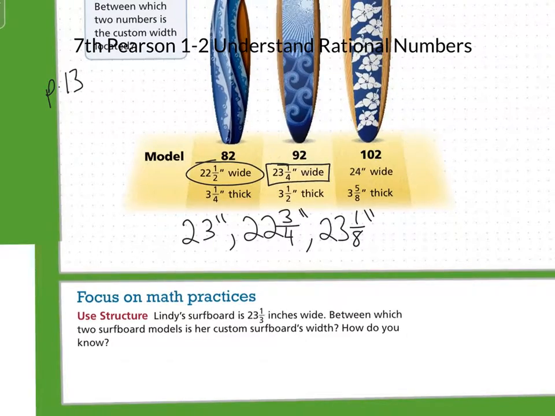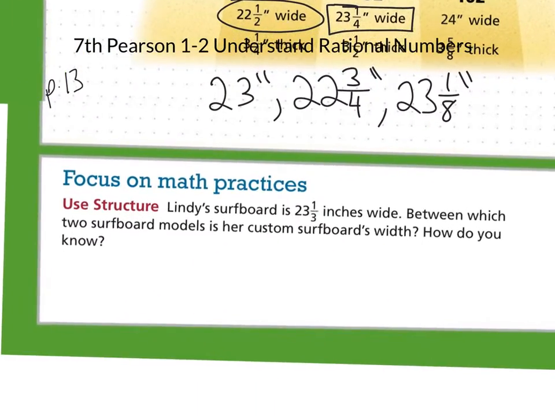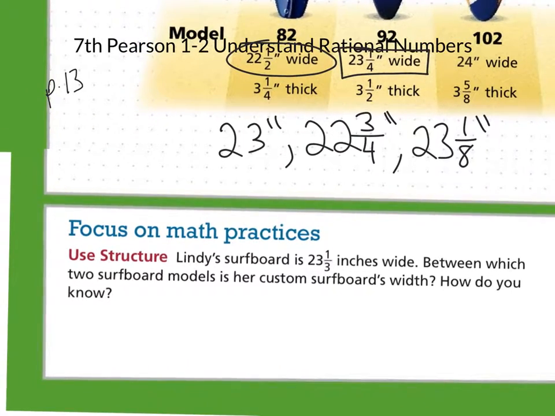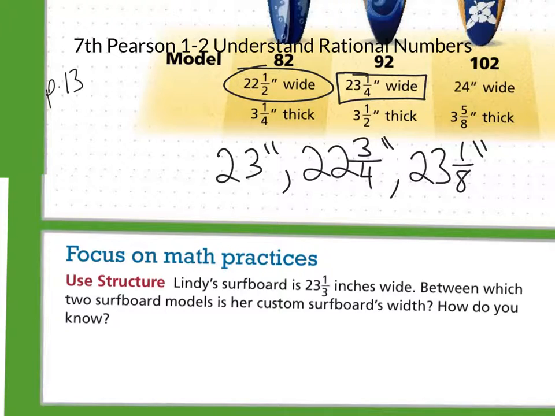So look at the bottom of the page here. It says Lindy's surfboard is 23 1/3 inches wide. Between which 2 surfboard models is her custom surfboard's width? So 23 1/3 would be between which 2 models? So that would end up being between the 92 and the 102 models.